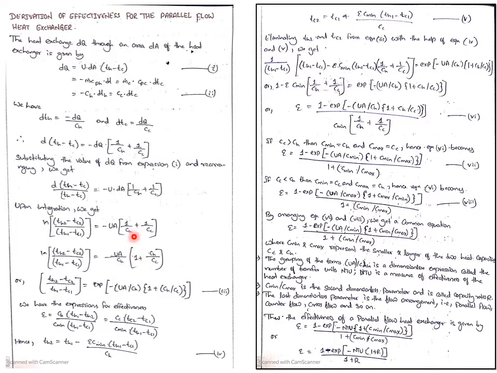Now what I will do here, I will take Ch common in this step. So what happens? 1 plus Ch by Cc. Now if I transfer ln to the right hand side, it will become exponential, that is e to the power of this equation. Okay, now we know the effectiveness formula.